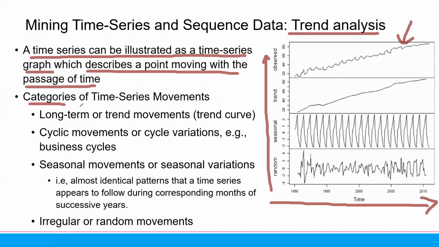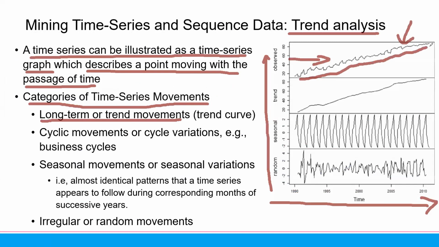So there are some categories of the time series movement. The first is the long term or the trend movement. If this is the observation data, so this is the actual data. If you look at this data, we know that it's like growing. So we call this trend. If we have cyclic movement or cycle variations, we call this the cycle.